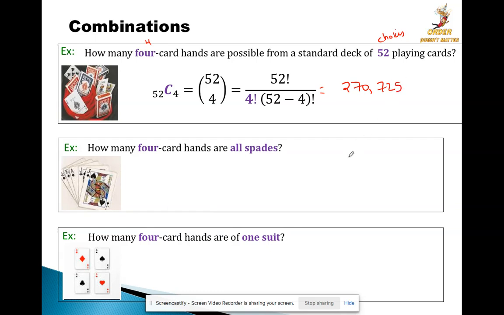There you go. How many 4-card hands are all spades? Well, all that's doing is reducing your choices. You still have your slots are 4, but you don't have 52 choices anymore. So if you don't know, there are 4 what they call suits in a deck of cards. Those are spades you see in the picture. There are diamonds, clubs, and hearts as well. So there are 4 different suits. There are 52 cards. 52 divided by 4 is 13.